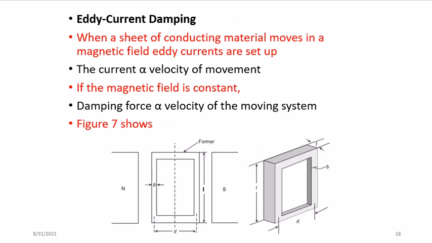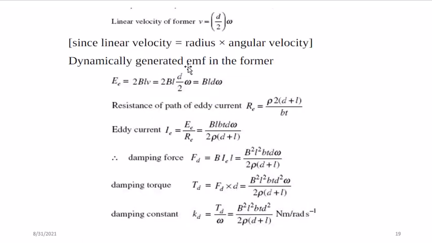Now let us assume the velocity is linear. V is equal to omega r, as we know, where omega is the angular velocity and r is the diameter over 2. Since it is a linear velocity, we can say it is radius times what? The angular velocity, as I've explained here.